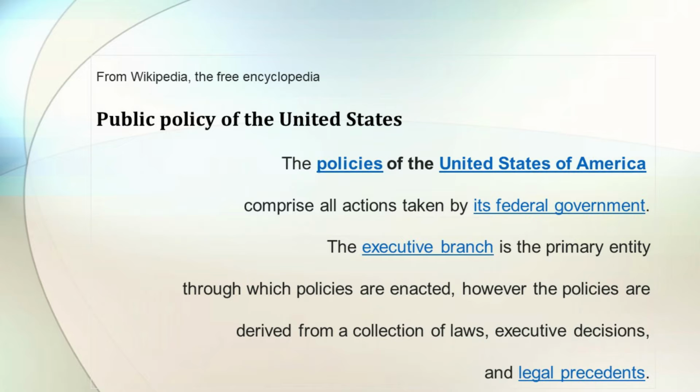Public policy of the United States. The policies of the United States of America comprise all actions taken by its federal government. The executive branch is the primary entity through which policies are enacted. However, the policies are derived from a collection of laws, executive decisions, and legal precedents.